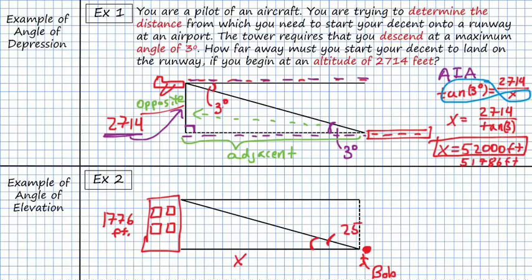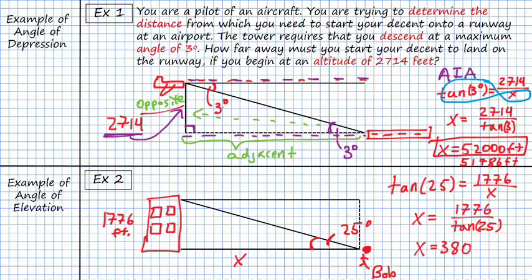So again, we're going to use our tangent function here. So we have the tangent of 25 is equal to, again, opposite over adjacent, so 1776 over x, and we find that x is equal to 1776 divided by the tangent of 25. And it turns out that he is about 3,809 feet. So that's his approximate distance from the tower.